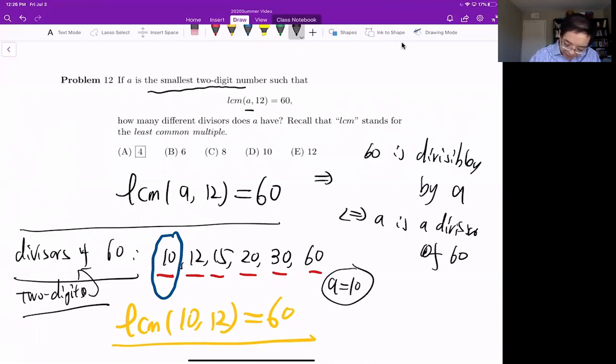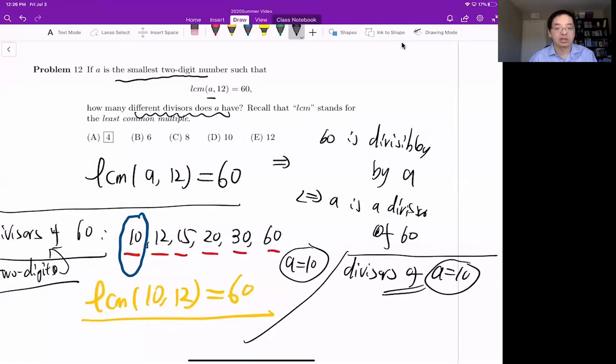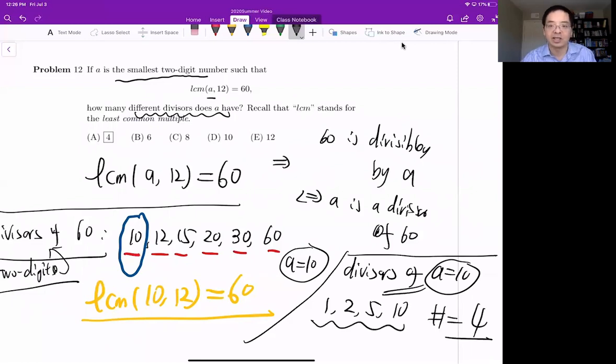Now we need to figure out how many different divisors A has, where A equals 10. That's simple, let's just write out all of them: 1, 2, 5, and 10. So the number equals 4. So 10 has 4 divisors.